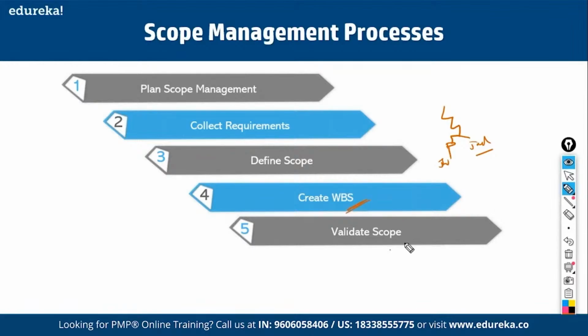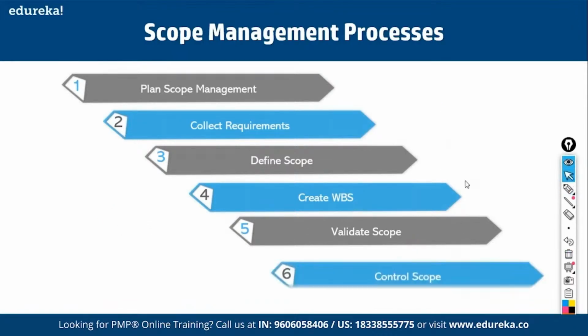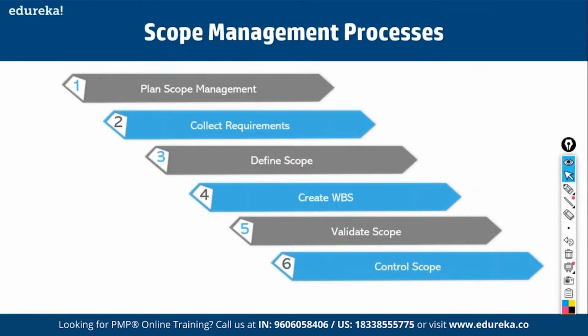Validate Scope refers to getting the scope formally accepted by the customer. For example, if we are prototyping this pen, we have to get the prototype accepted by the stakeholders. That is called Validate Scope. The last process is Control Scope. Control Scope is the process of comparing what we planned to deliver with what we actually delivered. There could be variances, and we'll see how to manage them. This is about scope management. Now let us analyze these processes in detail, one by one.